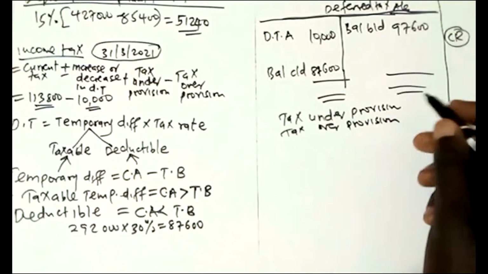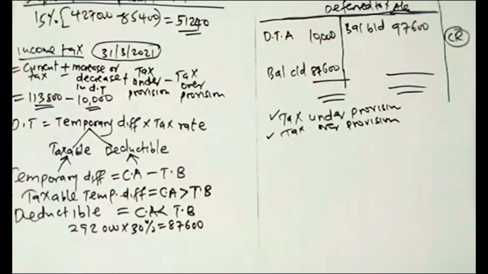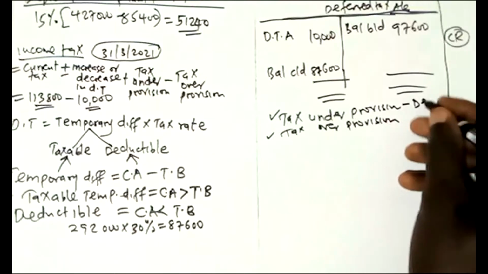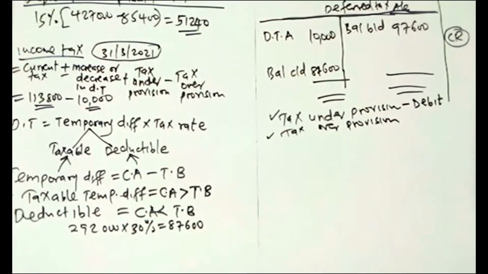So how do you know whether it's an under or an over provision? Remember, a tax under provision is tax they were supposed to pay in the previous period, but they never paid, so they paid less. If they were supposed to pay 10 million, they paid 8, so they under provided by 2 million. The 2 million is supposed to be paid now in the current year, so it is an expense, and you know that expenses in the trial balance are debited. It would have been on the debit side.